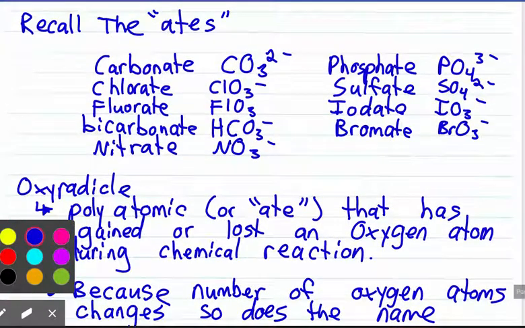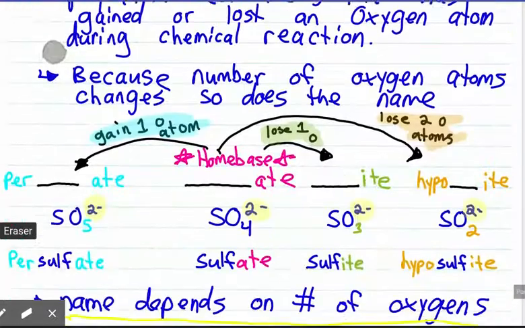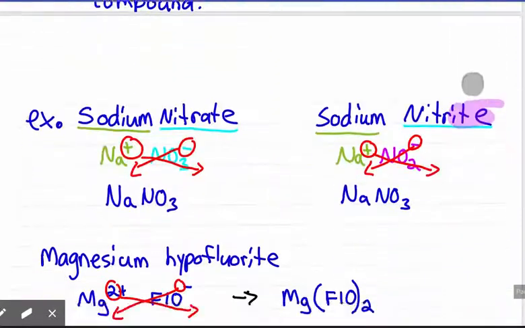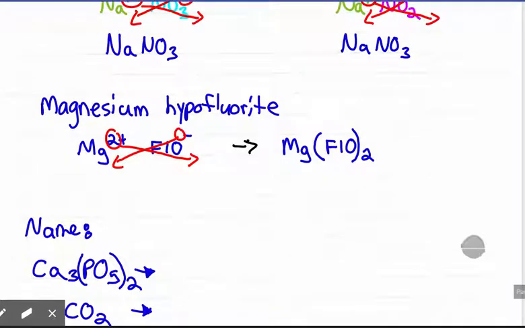Fluorate is FlO3. Why does it have an L? Definitely should not have an L. There's no L in fluorate, because fluorine does not have an L. I don't know what I was doing there, guys. No L. All right, back to my trick.